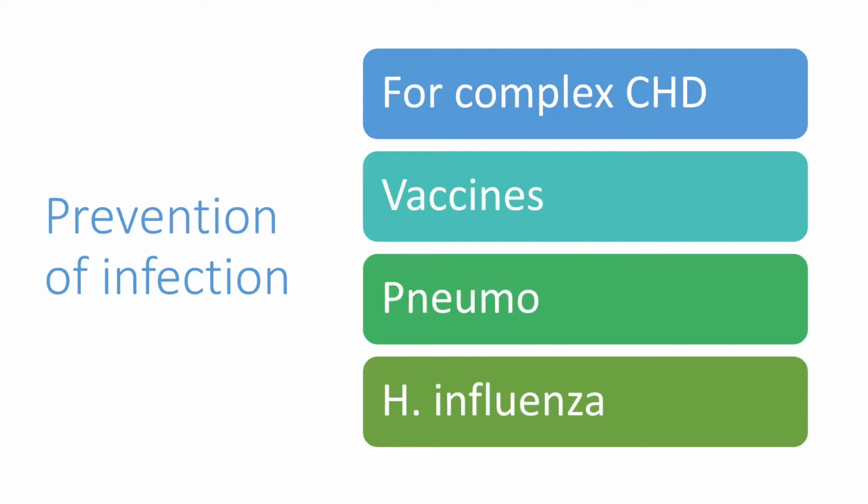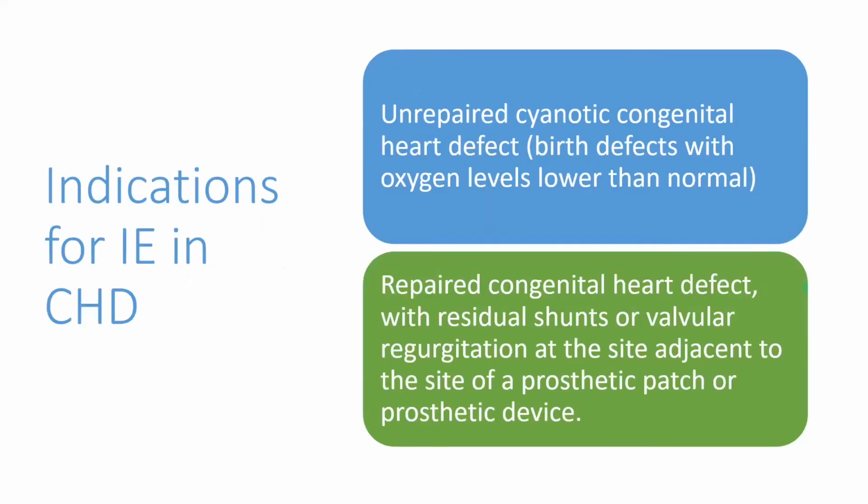You have to prevent infections in patients with complex congenital heart diseases, not only Tetralogy of Fallot, the others. So you do give the vaccines, the pneumococcal and the H influenza vaccine. What are the indications for infective endocarditis prophylaxis in congenital heart disease? If you have an unrepaired cyanotic heart disease, then you would definitely have to give infective endocarditis prophylaxis for any procedure that you do. Repaired congenital heart disease with residual shunts or valvular regurgitation. Remember, even when you repair, you may have some valvular regurgitation, etc. At that time, even after repair, many of these people, because you're putting a prosthetic patch or a prosthetic device, may require infective endocarditis prophylaxis.